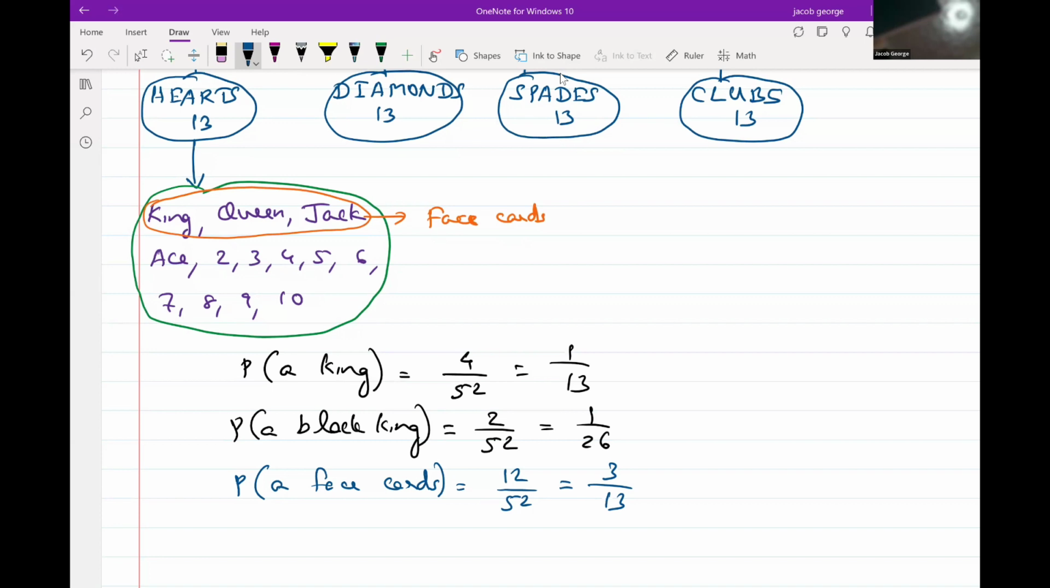Probability of getting a red face card. What is the probability of a red face card? 6 by 52. Correct. Red face cards: in hearts, 3 are there, in diamonds, 3 are there. So 3 plus 3, 6 by 52, for a red face card.